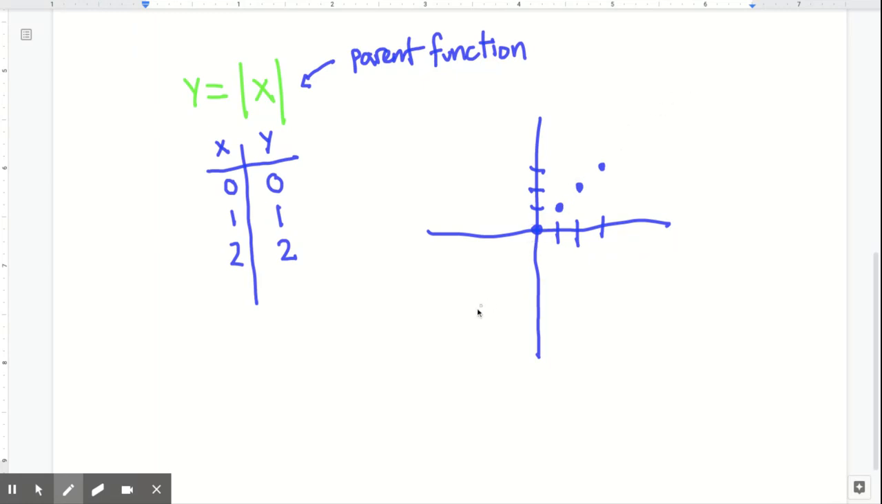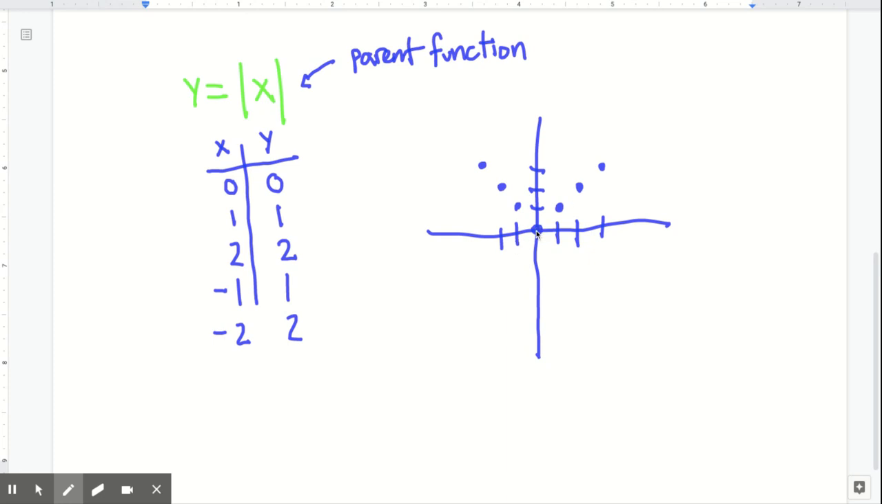The thing that makes this different, though, I didn't plug in any negative numbers. If I plug in a negative 1, the absolute value of negative 1 is actually a positive 1. Spits out a positive number. So the point negative 1, positive 1 is going to be on this graph. Negative 2. If I plug in a negative 2, I'm going to get out a positive 2. If I plug in negative 3, I'm going to get out a positive 3, etc., etc., etc.